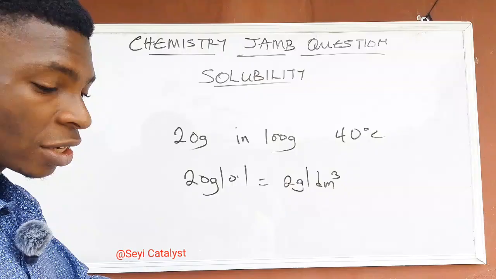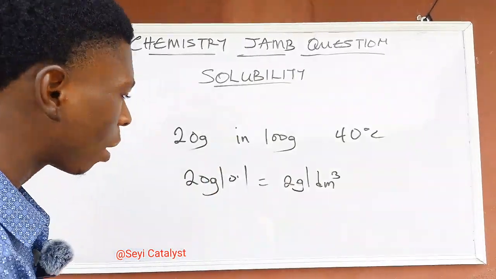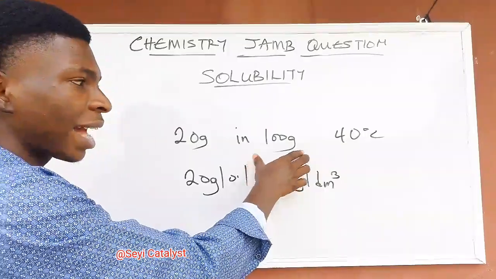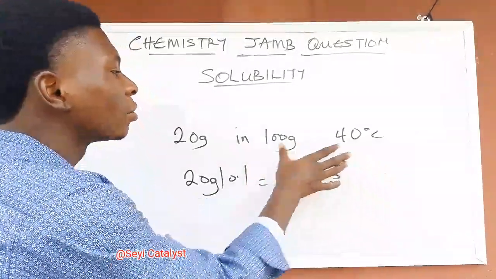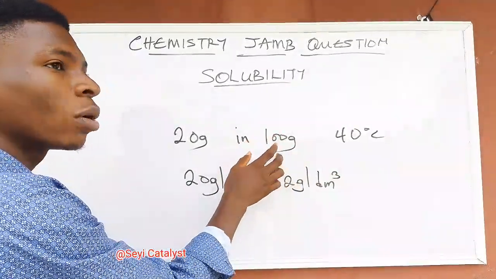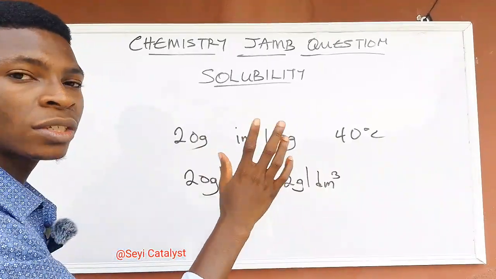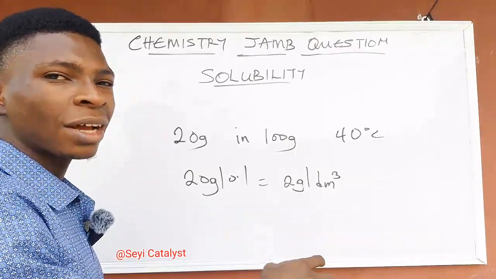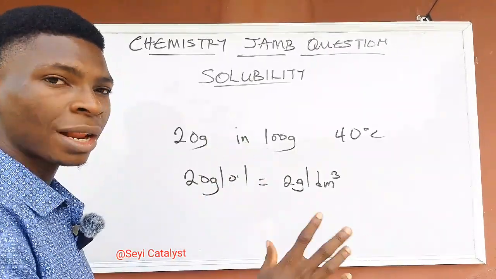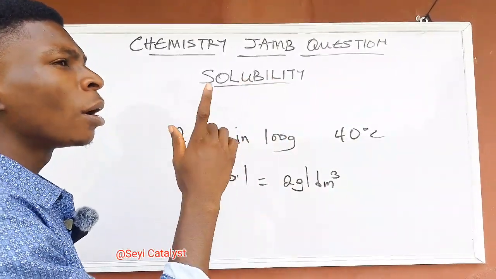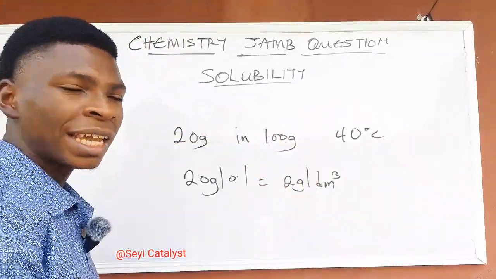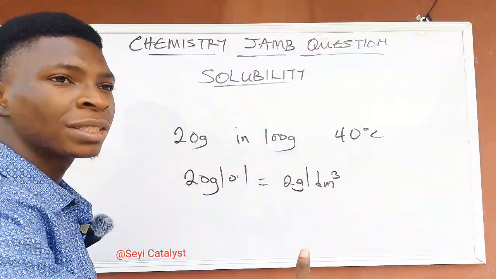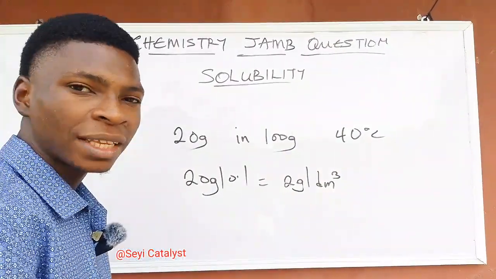Let me just explain this before I solve this question so that you can understand very well. This 20 gram will dissolve completely in this water at this temperature, to an extent that this water can no longer contain or dissolve any additional salt. At that point, that solution is saturated. But it can still contain more salt if I increase the temperature. That is why when you are talking about solubility, there must be a specific temperature for it.